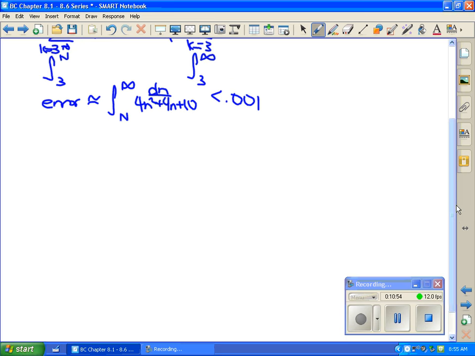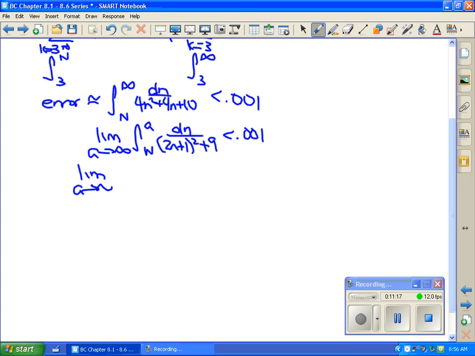So same thing, I'm going to go ahead and integrate this improper integral. So we have the limit as a approaches infinity, the integral from capital N to a, dn, I'm going to go ahead and complete the square here. So that would be (2n plus 1) quantity squared plus 9. Need that less than 0.001. Factor out the 9. Limit as a approaches infinity. Let's see, that'll be 1/9, integral from n to a, dn over (2n plus 1 over 3) squared plus 1, less than 0.001.